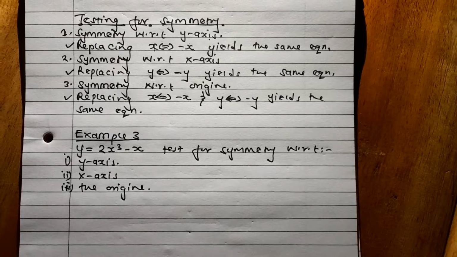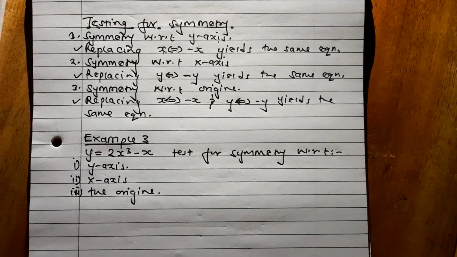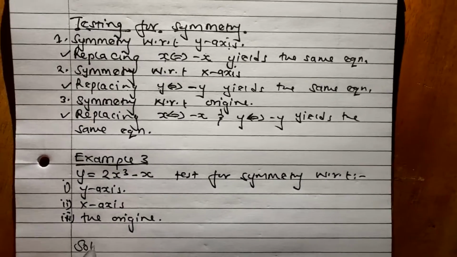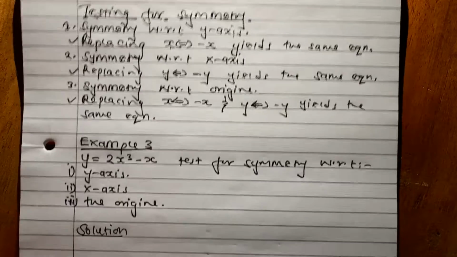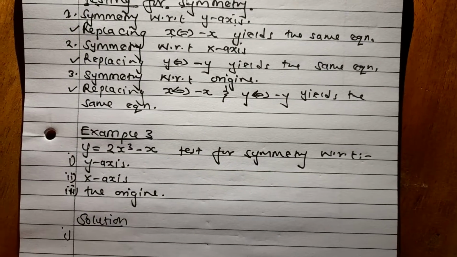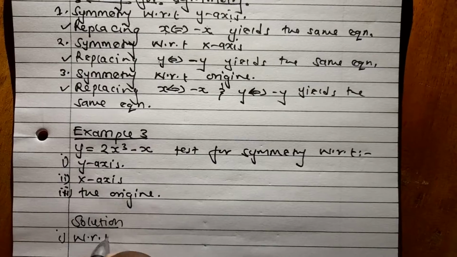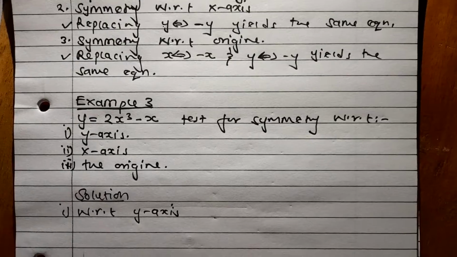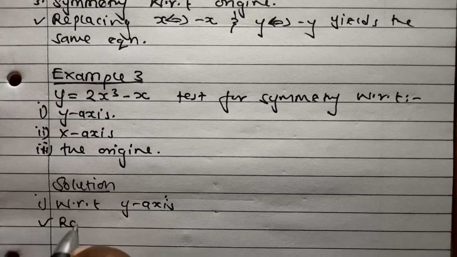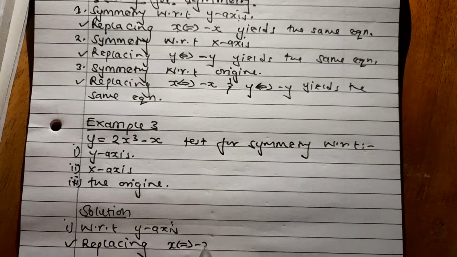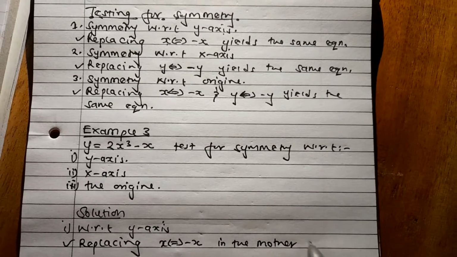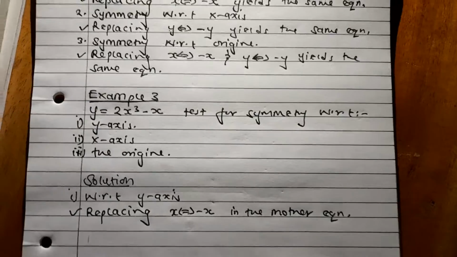With respect to the origin, we actually know how to test the symmetry, but let's go ahead and do it practically. So I'll be writing some solution. We start with Roman 1, with respect to the y-axis. To test for symmetry with respect to the y-axis, we replace x with negative x in the mother equation.